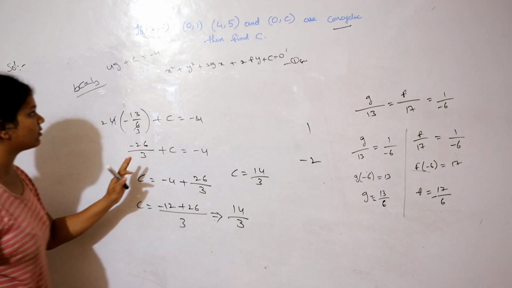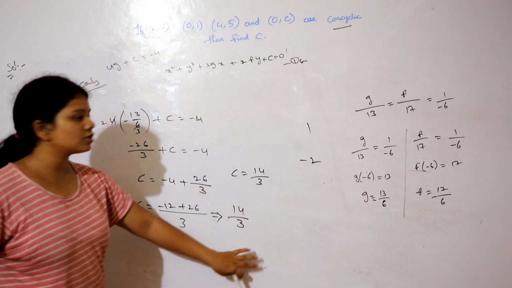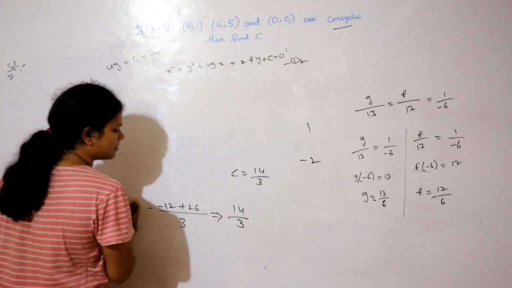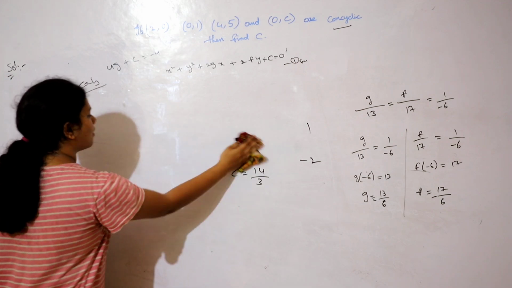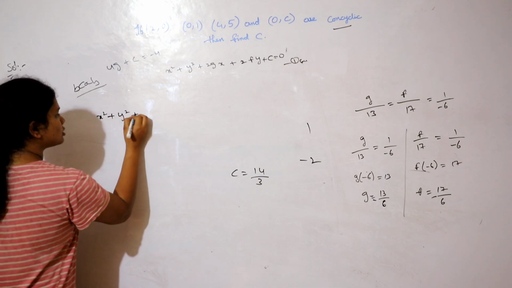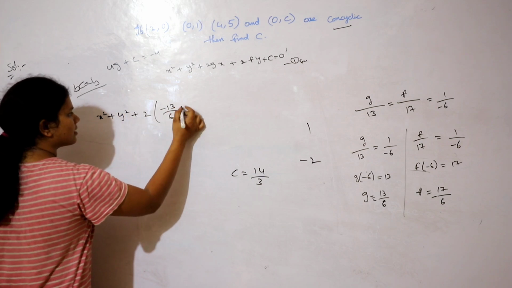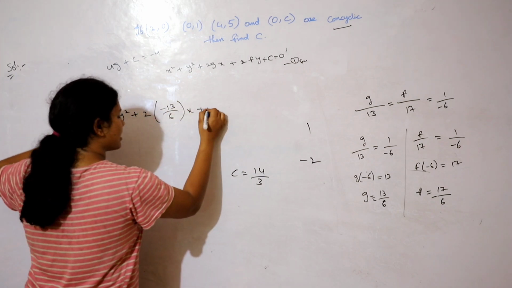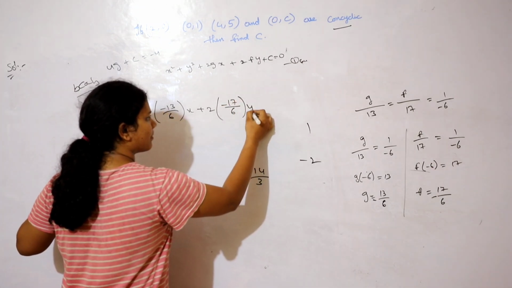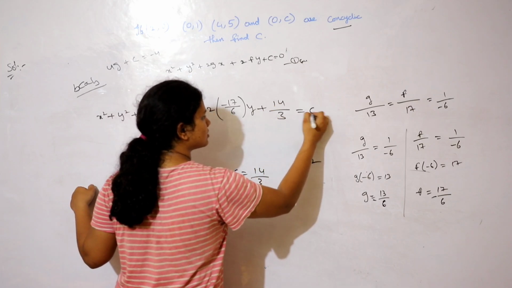No need to write down the values, just substitute the c value, f value and g value that we got till now into the given first equation. Let us substitute all together. It's x square plus y square plus 2, g means minus 13 by 6, x plus 2, f means minus 17 by 6, y plus c means 14 by 3 equals 0.